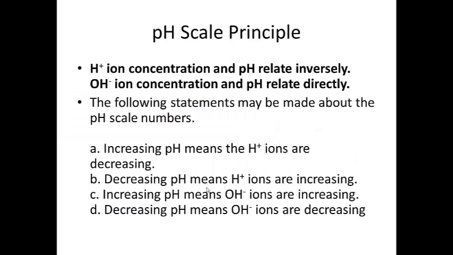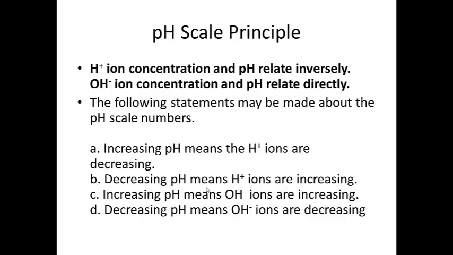So, here are a couple things that I want you to remember. The following statements may be made about the pH scale numbers. Increasing pH means that the hydrogen ions are decreasing. Decreasing pH means hydrogen ions are increasing. Increasing pH means that hydroxide ions are increasing. Decreasing pH means OH, or hydroxide ions, are decreasing.